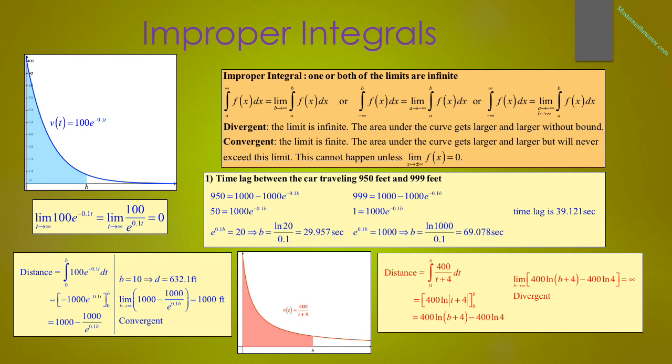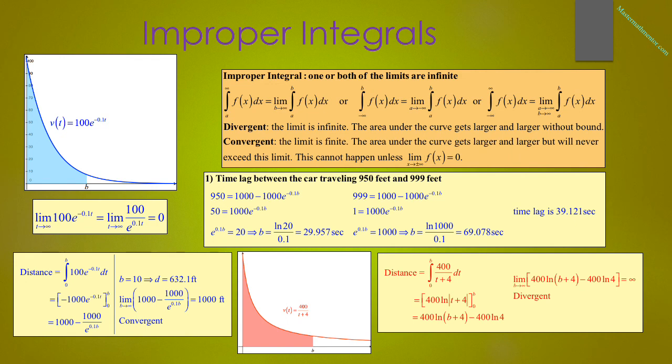The distance, therefore, is the integral from 0 to b of 400 over t plus 4 dt. And that integrates to 400 natural log absolute value of t plus 4 evaluated from 0 to b, which is 400 natural log of b plus 4 minus 400 natural log of 4.